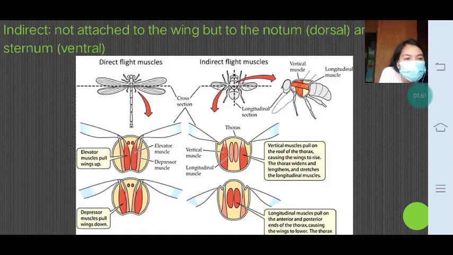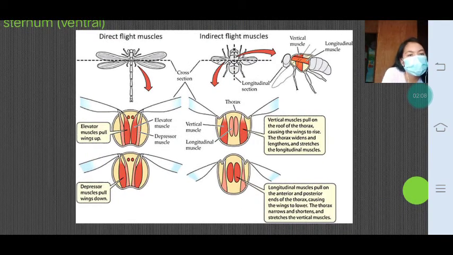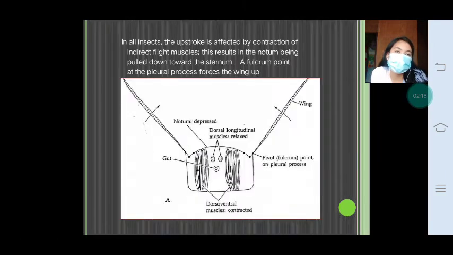Then, longitudinal muscle naman is pull on the anterior and posterior ends of the thorax, causing the wings to lower. Sorry. Then, yung longitudinal muscle naman, siya yung tumutulong para bumaba yung wings ng indirect flight muscles.